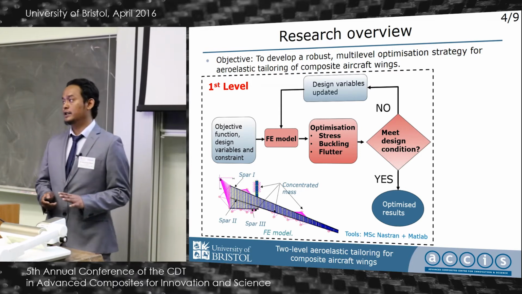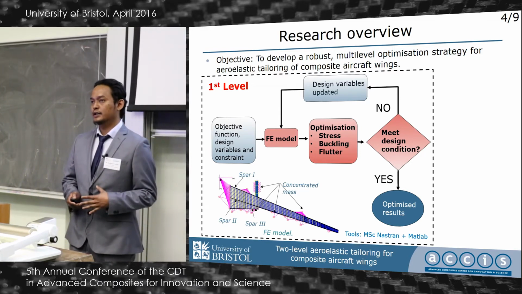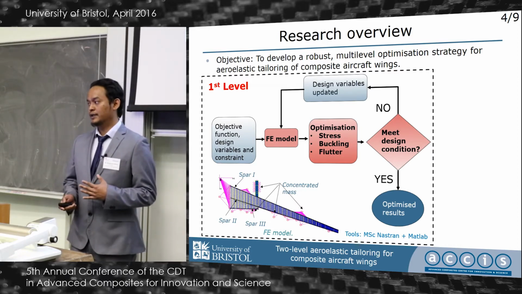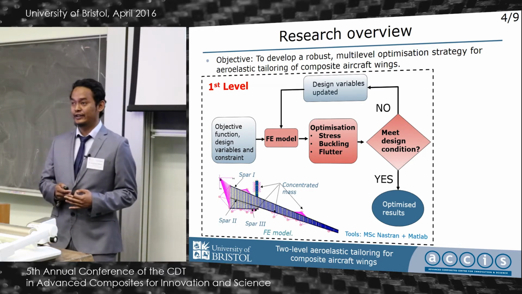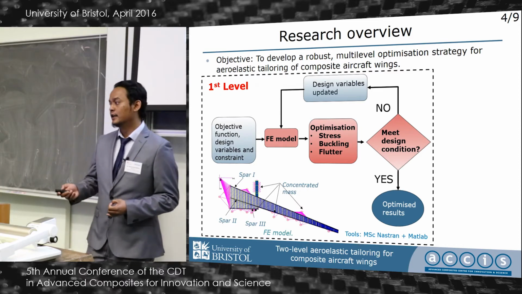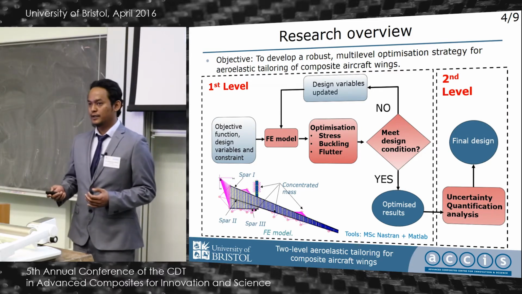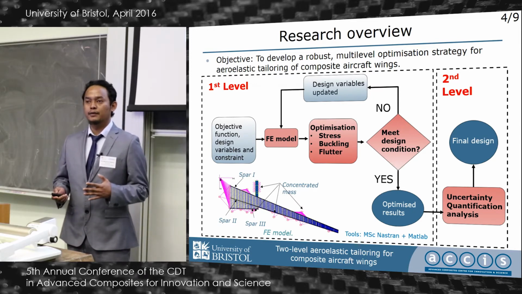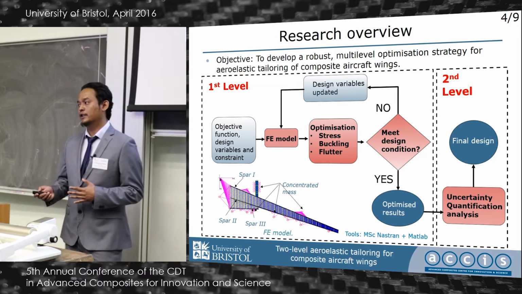In the first level, the aim is to minimize the weight of the wing structure subjected to multiple load cases. The constraints for this optimization are stress, buckling, and aerodynamic and aeroelastic constraints such as flutter and divergence. Then the result from the first level will be included in the second level optimization, where we extend the design space to include parametric uncertainties into the design.